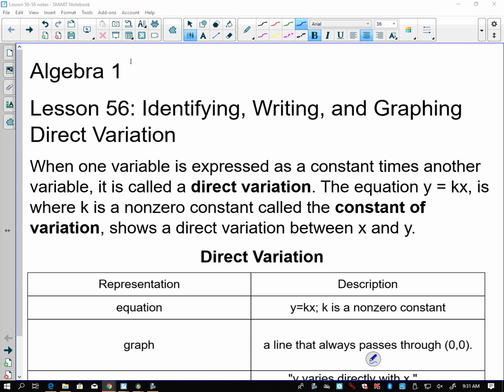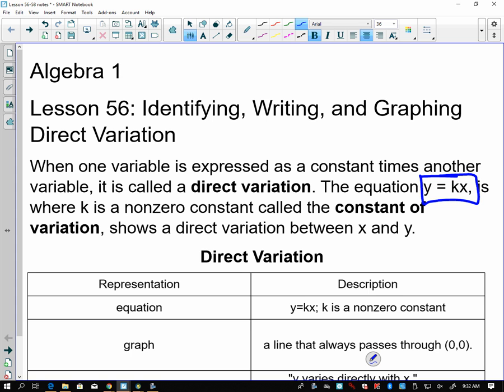All right. So lesson 56, we're going to talk about identifying, writing, and graphing direct variation. Okay. Direct variation is when one variable is expressed as a constant times another variable. That's what's called direct variation. Our basic equation for this is y equals kx, where k is the constant of variation. Okay? It is a non-zero constant, called the constant of variation. It shows a direct variation between x and y.